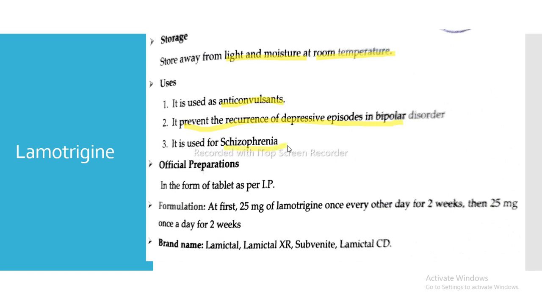Next is schizophrenia. It is used to treat schizophrenia. We have seen what is schizophrenia and what are its symptoms. Next is the official preparation. It is in the form of tablet as per IP. Formulation is at first 25 mg of Lamotrigine once every other day for 2 weeks. Then 25 mg can also be given once a day for 2 weeks.